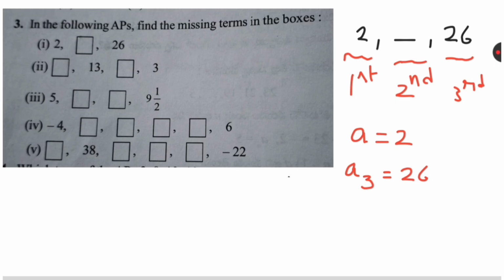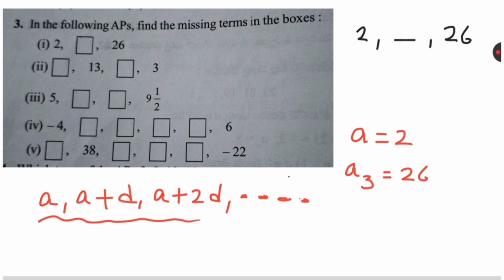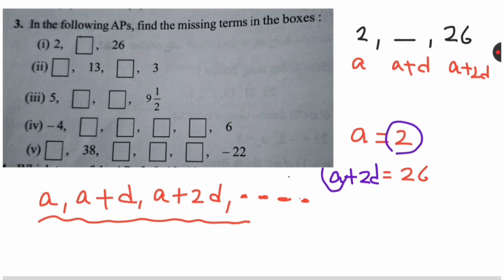Usually the arithmetic progression is in the form of a plus d, a plus 2d, a plus 3d and so on. So when you compare these, a plus d, a plus 2d, with the given arithmetic progression, this is a, the second term is a plus d and the third term is going to be a plus 2d. So that means a plus 2d has the value 26. Here we don't know the common difference d. That's why first we need to find the common difference d. And we know the a value, which is 2, isn't it?